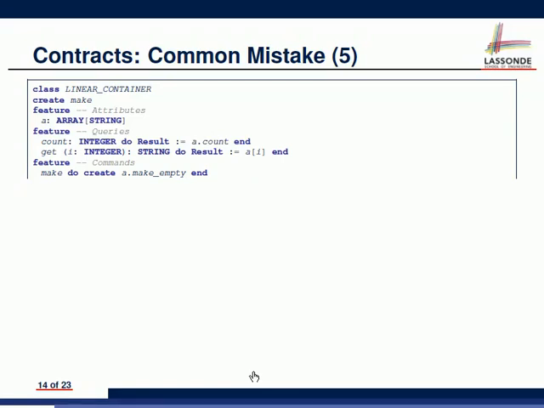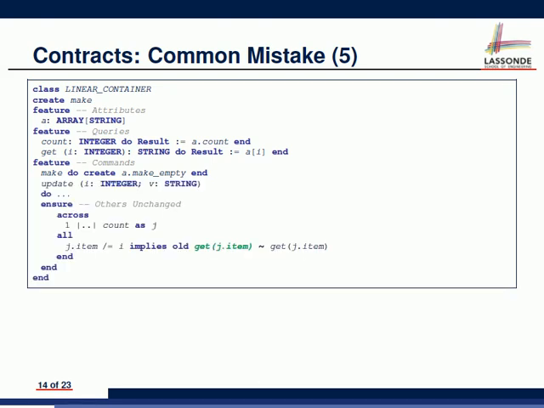It's called linear container. It just has an array A as the attribute, and then we have count, and we have get. The get is simply going to get the element at index I. Easy. And also we have a constructor. Now let's go on. Let's say I have a feature called update, like a change at. Now in the postcondition over here, I'm trying to write the following.